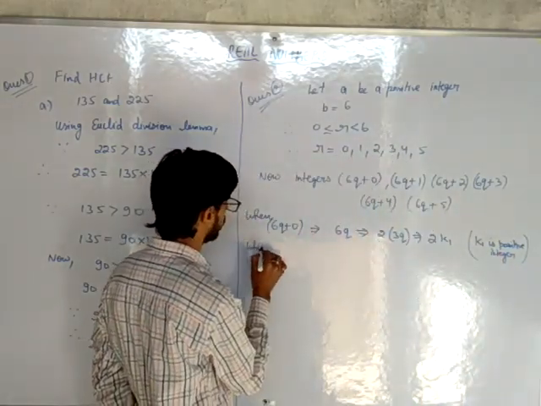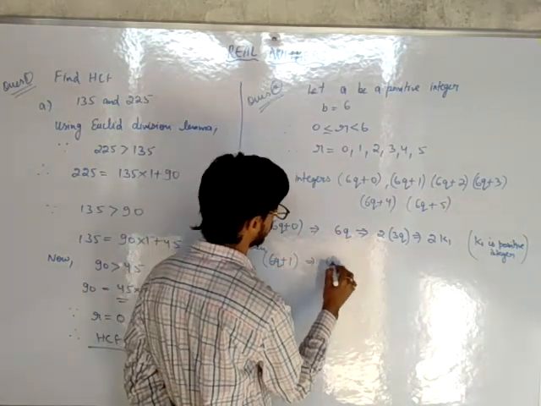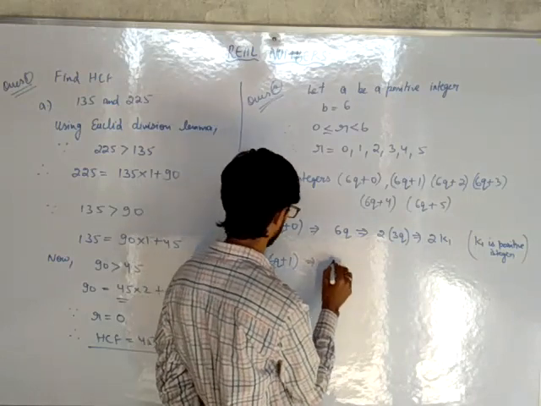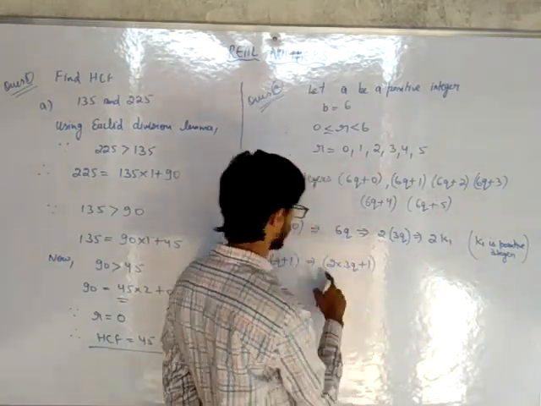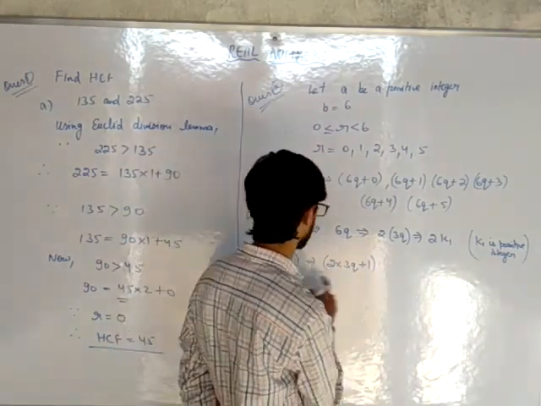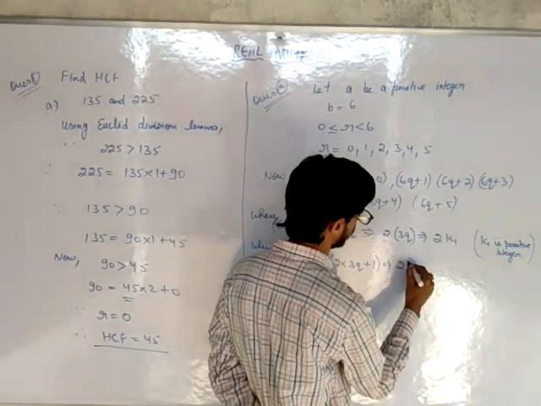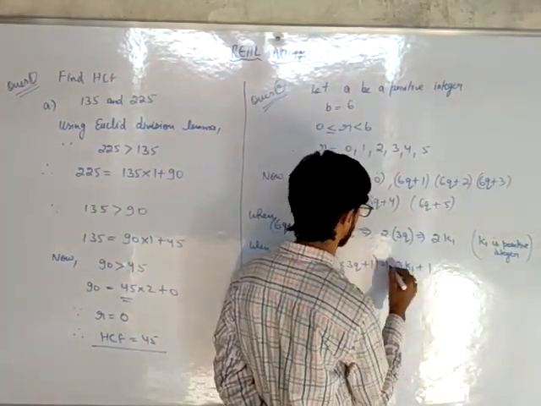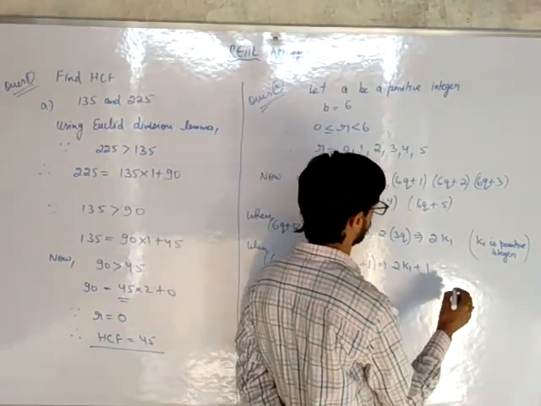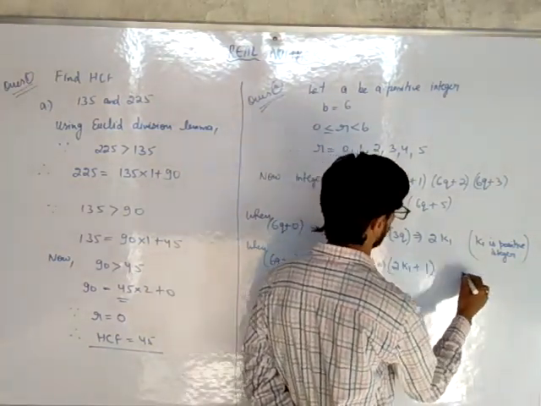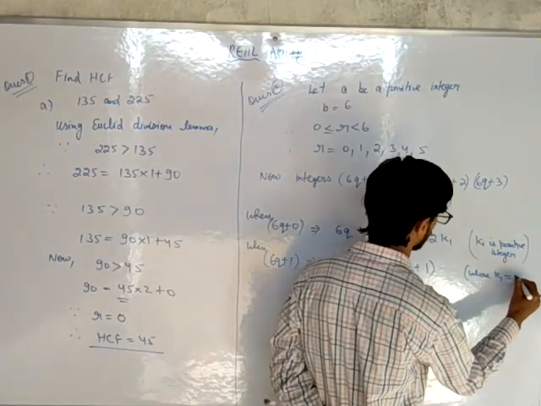When 6q plus 1, we can write 2 into 3q plus 1. 2 3 is 6, 6q plus 1. We can split it. Now it is of the form 2k1 plus 1, where k1 is equal to 3q.